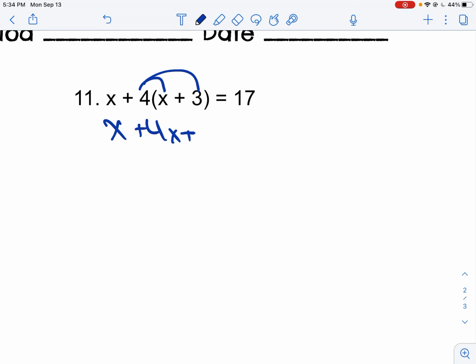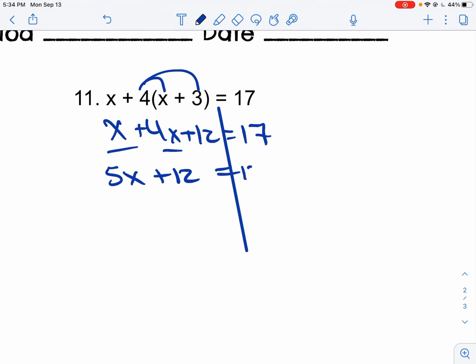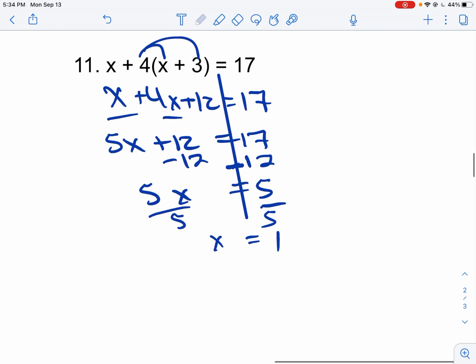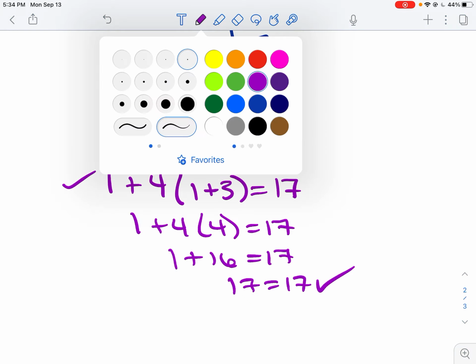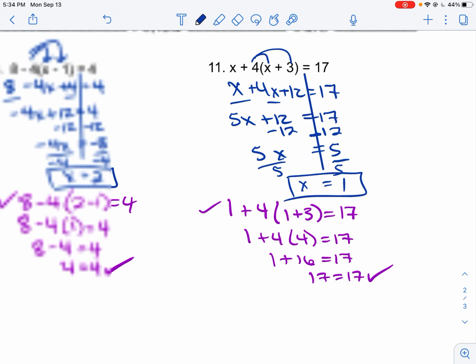Okay. So again, I distribute. I have x plus 4x plus 12 equals 17. I combine like terms. 1x plus 4x is 5x plus 12 equals 17. I subtract 12 from both sides. Don't forget to subtract, not add. So 5x equals 5. I divide by 5 on both sides and x equals 1. 1 plus 4, times 1 plus 3 equals 17. So 1 plus 4 times 4 equals 17. 1 plus 16 equals 17. 17 equals 17. So I got the right answer.